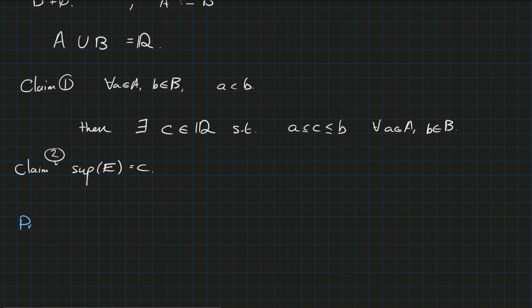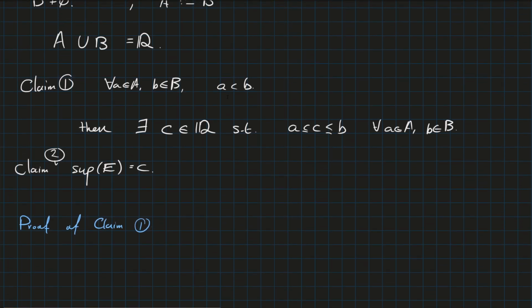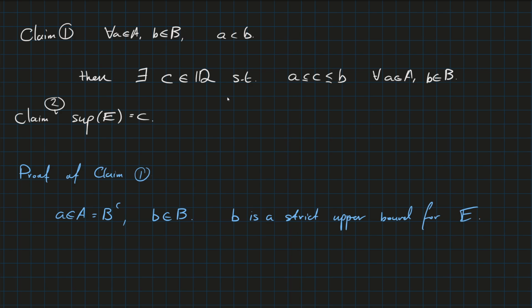So proof of claim 1. Well, basically it has to be true. So, okay, so we know that a is in A, which is B complement. And we know that b is in B. So, okay, so we know that b is a strict upper bound for E.